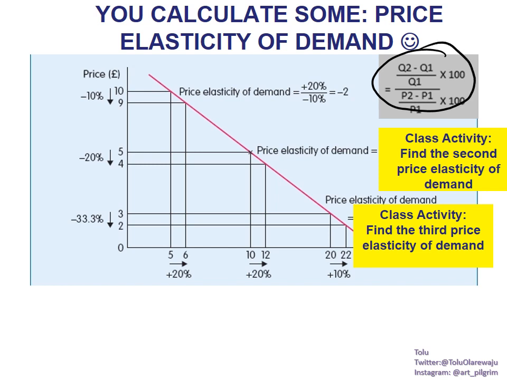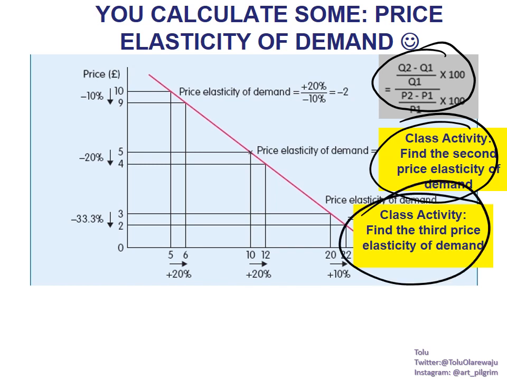Now, the important thing to do now is to get familiar with this formula, okay? So Q2 minus Q1 over Q1 times 100, P2 minus P1 over P1 times 100. Okay, so percentage change in quantity demanded divided by percentage change in price. So do your class activities, get familiar with this, because you will have to do this throughout economics, in your assessments, and in real life. So you might want to know by how much the percentage change in quantity demanded would increase or reduce if you fiddle with your price. So this is very important.